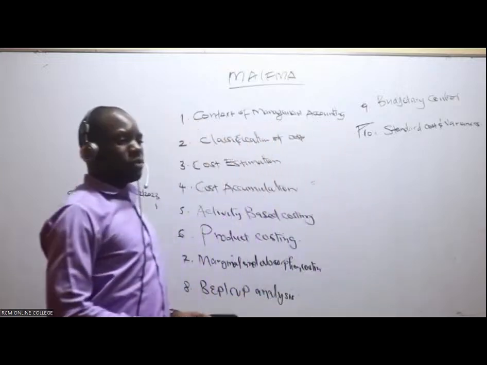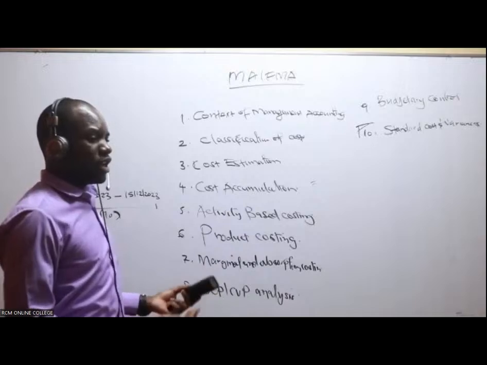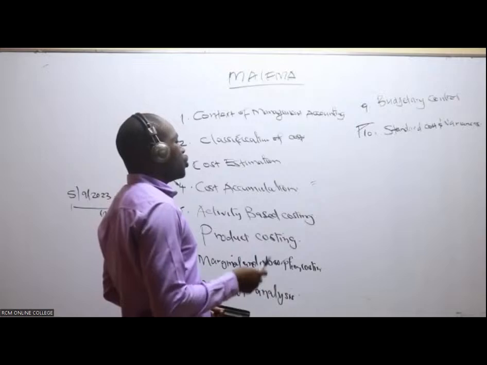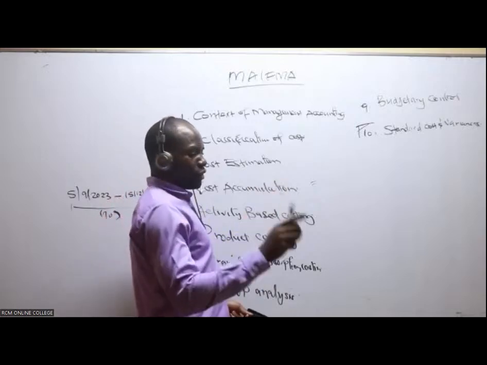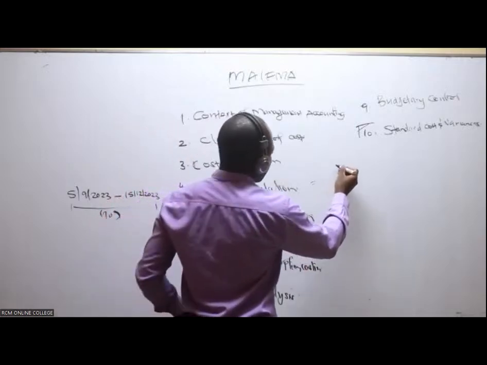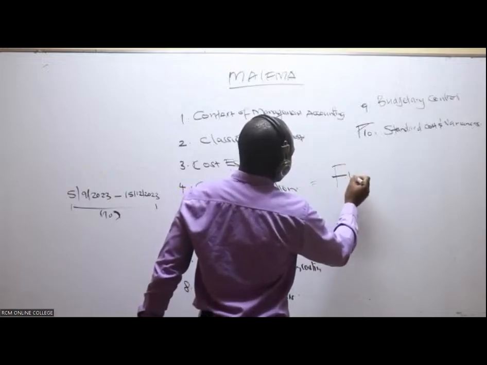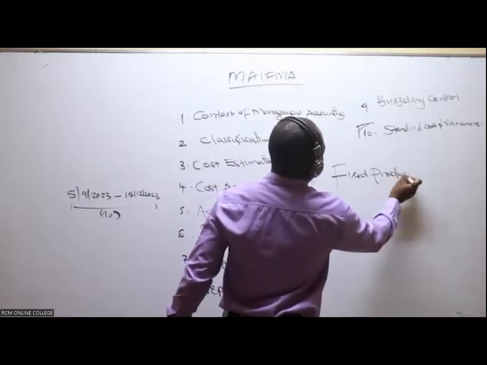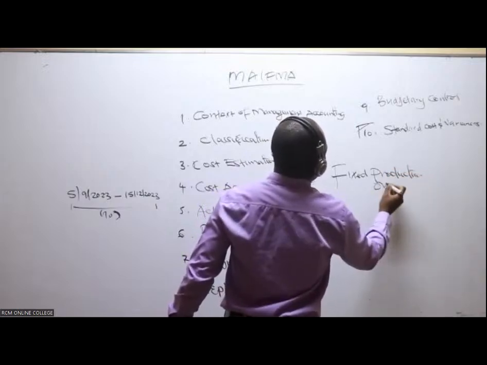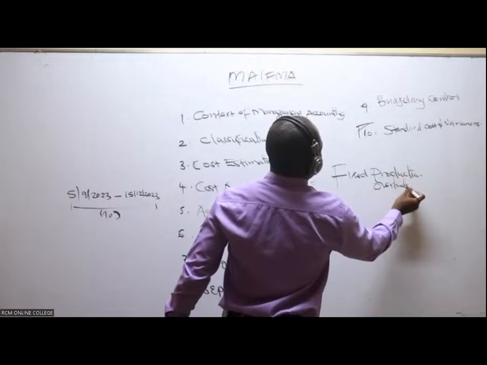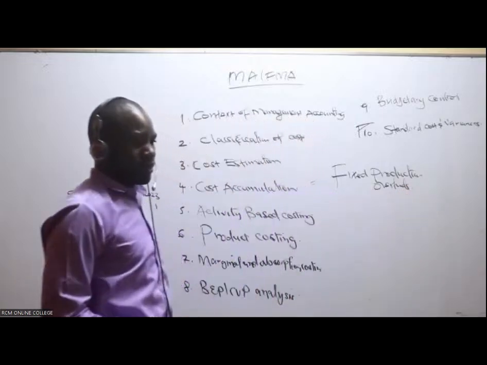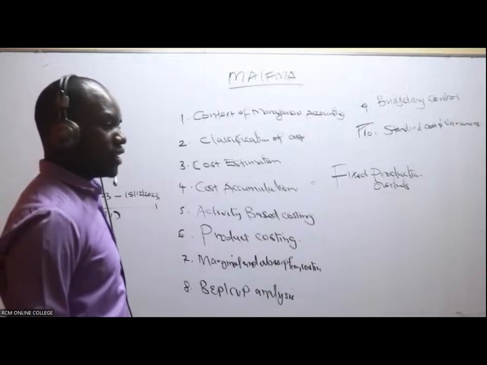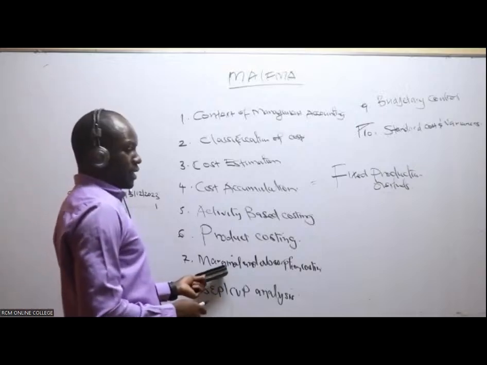The marginal and absorption costing is basically going to be different at just one particular point. How are you going to treat the fixed production overheads? How will you treat the fixed production overheads? So that is basically what you are going to understand here.